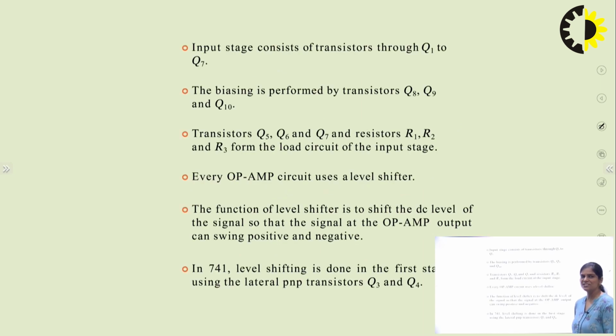Now next is the input stage, where you have transistors Q1 to Q7. The biasing is performed by transistors Q8, Q9 and Q10. Transistors Q5, Q6, Q7 and resistors R1, R2, R3 form the load circuit of the input stage. Every operational amplifier uses a level shifter. The function of the level shifter is to shift the DC level of the operational amplifier output, which swings positive or negative. In the 741 IC, level shifting is done in the first stage using the lateral PNP transistors Q3 and Q4.